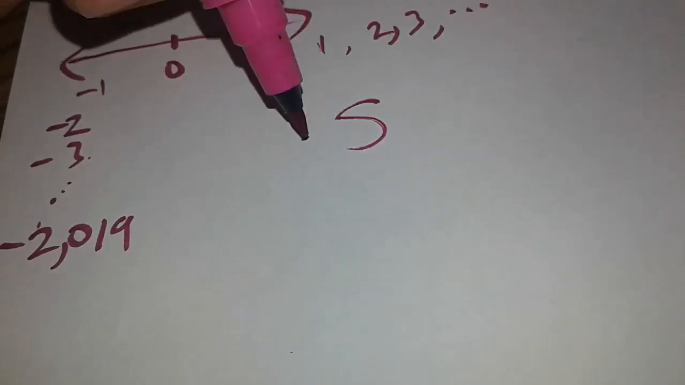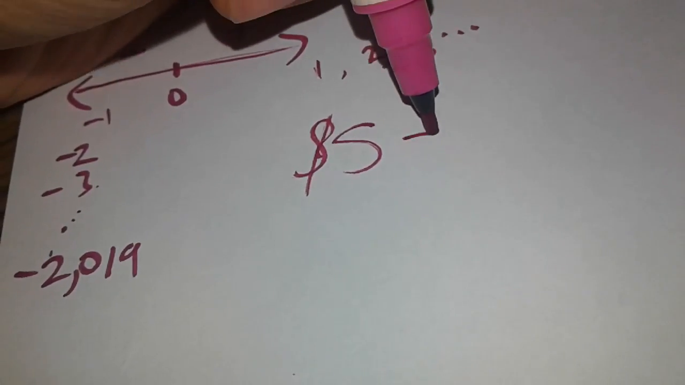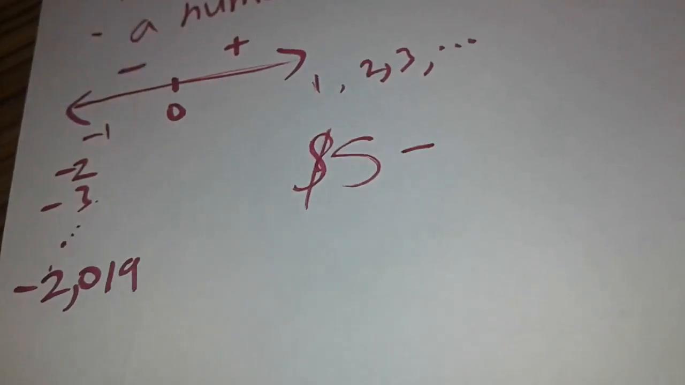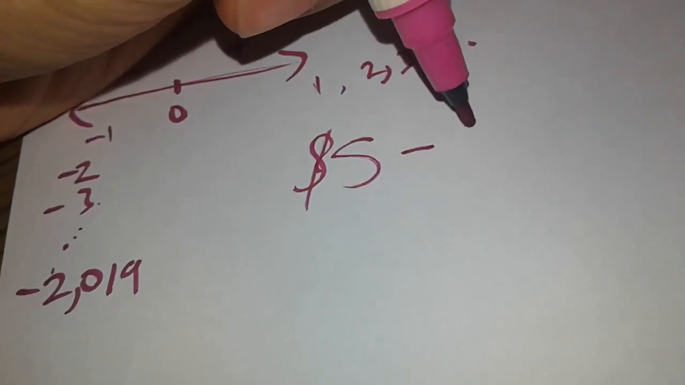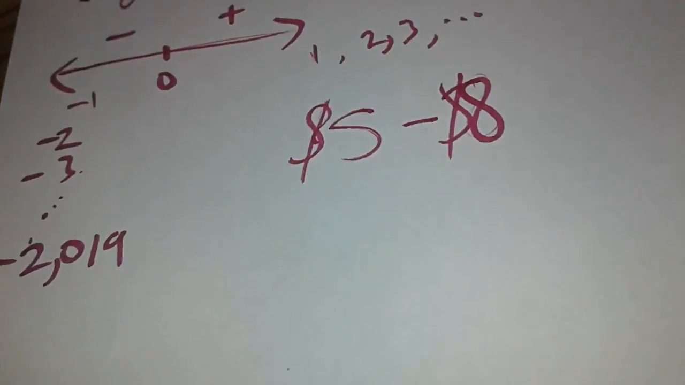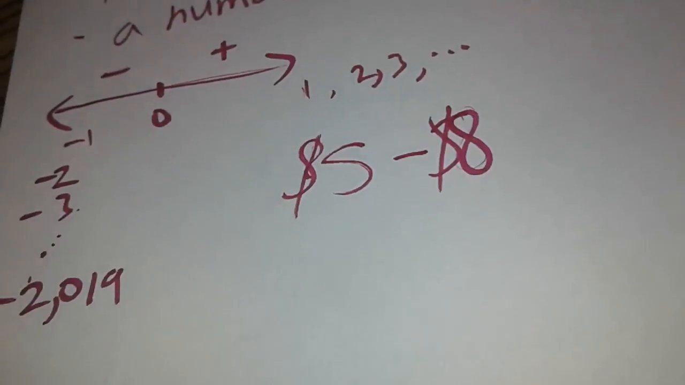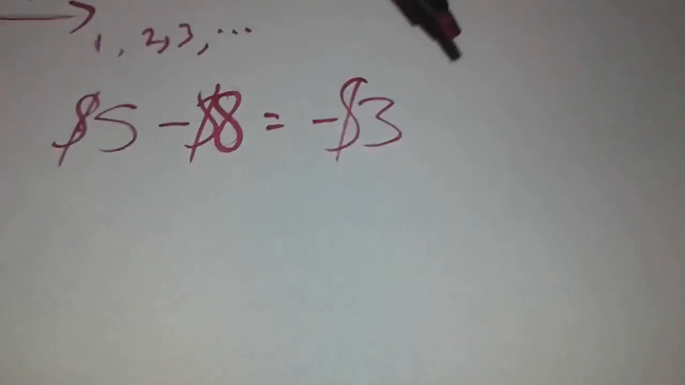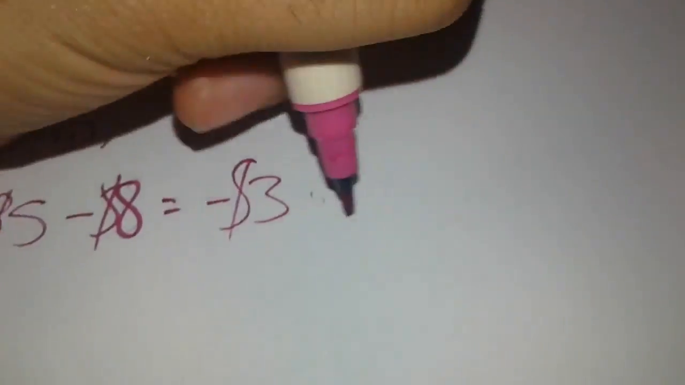It's theoretically possible. So let's say you have $5. And then if you lose, or in a way owe someone $8, if you owe $8 to a company and you already have $5, you're pretty poor. That equals -$3. It still makes sort of sense because you're $3 in debt.